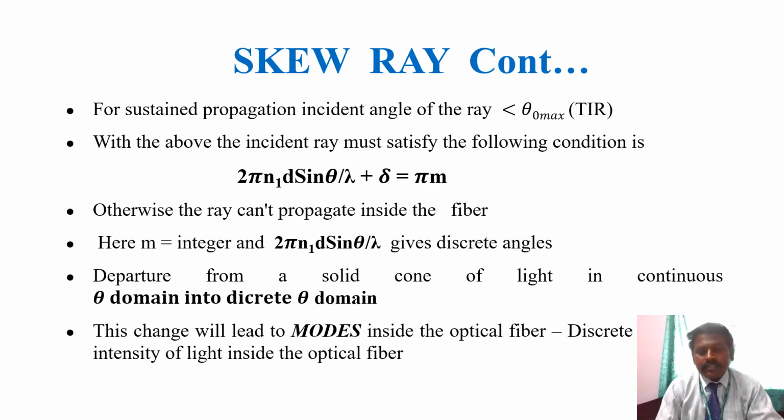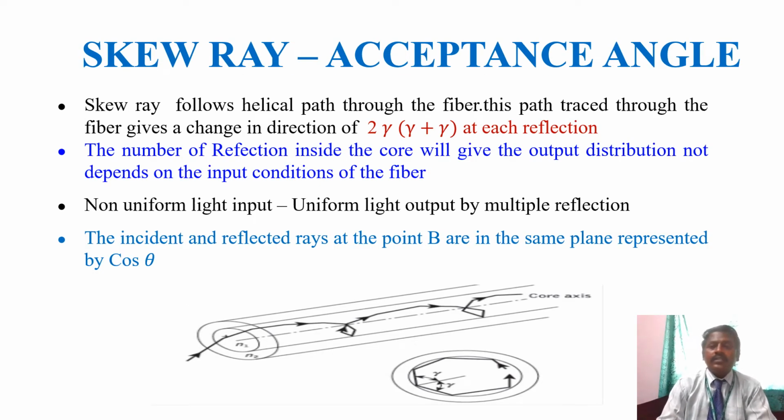Then there is a departure from the solid cone of light in the continuous theta domain into the discrete theta domain. So the light signal propagates inside the core by the solid cone angle, where outside it is in the continuous domain and inside the core it is in the discrete domain. So this change leads to an important concept called modes inside the optical fiber. So the discrete values inside the optical fiber are called modes. Then skew ray acceptance angle.